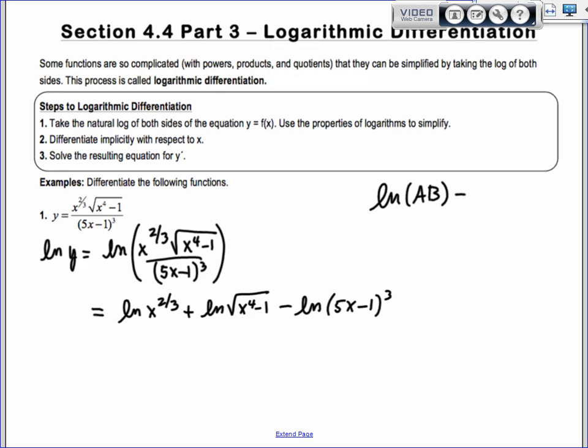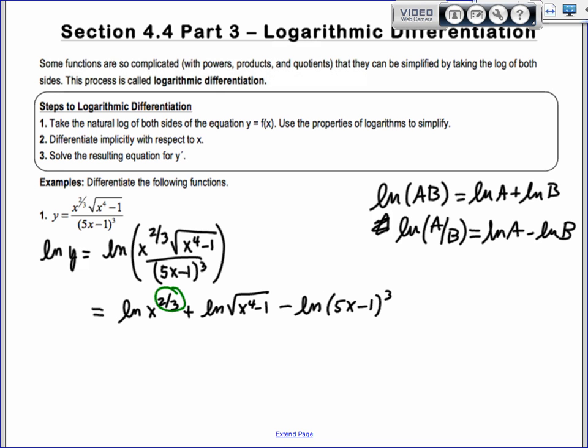That's like these rules. Natural log of AB equals natural log of A plus natural log of B. And then it's like this rule: natural log of A over B is natural log of A minus natural log of B. I'm using those rules. Do you guys see how I did that? What about powers? You can put them in the front. So this 2/3 is now going to go to the front. This is a 1/2 power, right? It's going to go to the front. So we're going to have 2/3 times the natural log of x plus 1/2 times the natural log of x to the 4th minus 1 minus 3 times the natural log of 5x minus 1.